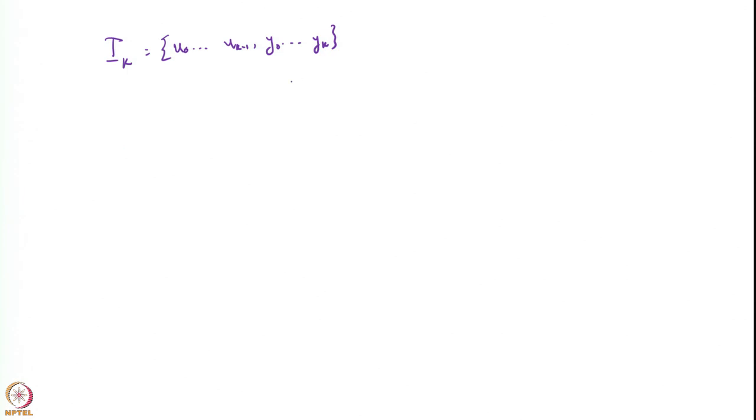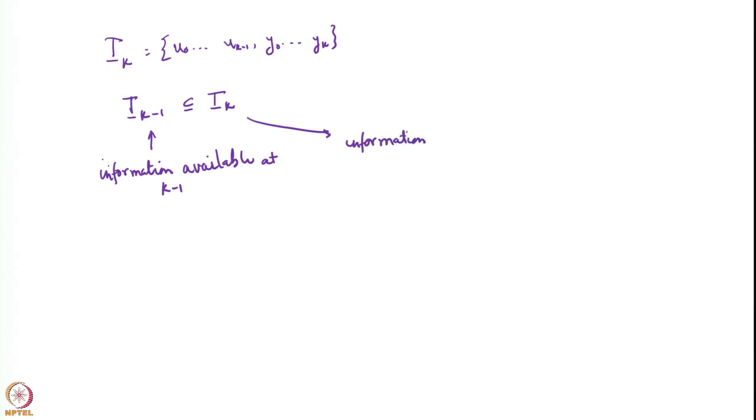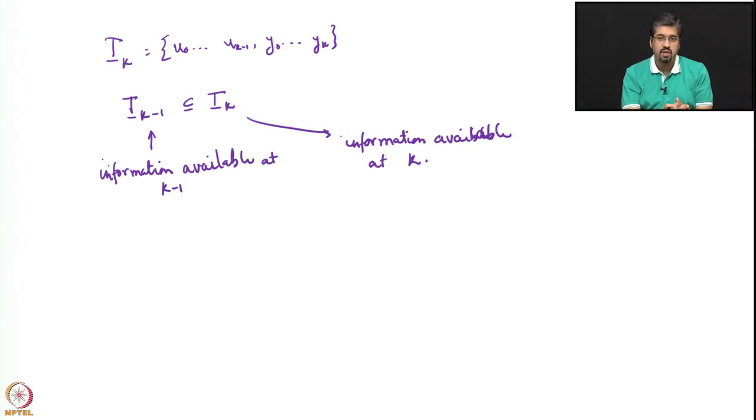Now, notice that this would automatically mean that ik minus 1 is a subset of ik. In other words, this is the information available to us at time k minus 1, and this is the information at time k. Remember, I am not talking of observations, I am talking of information available at time k. So, all the information available at time k minus 1 is also available, is a subset of the information available at time k. So, all that was available to us at time k minus 1 is also available to us at time k, right.